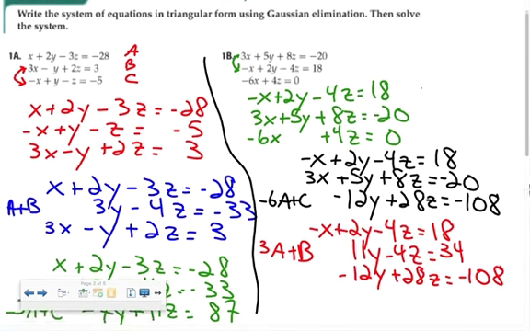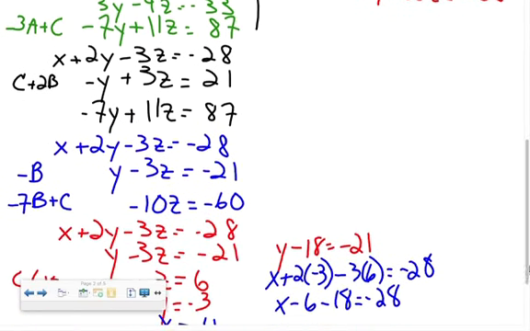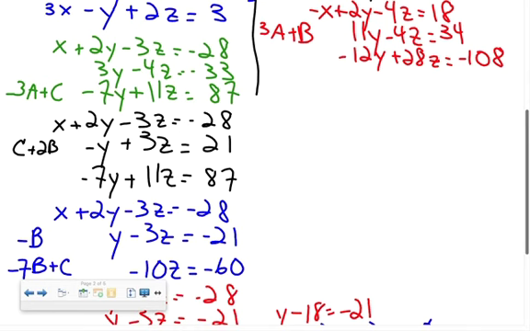I'm going to do a couple of things in my next step, so I hope you don't mind. I'm going to change the signs of equation 1. So I'm doing negative A. That will give me x minus 2y plus 4z equals negative 18. So I got my first equation looking the way I want it. In order to get my second equation closer to looking the way I want it, I'm going to take the opposite of equation C plus B.